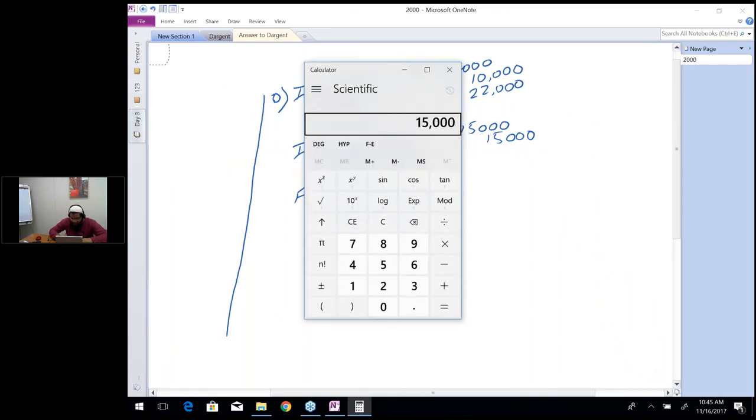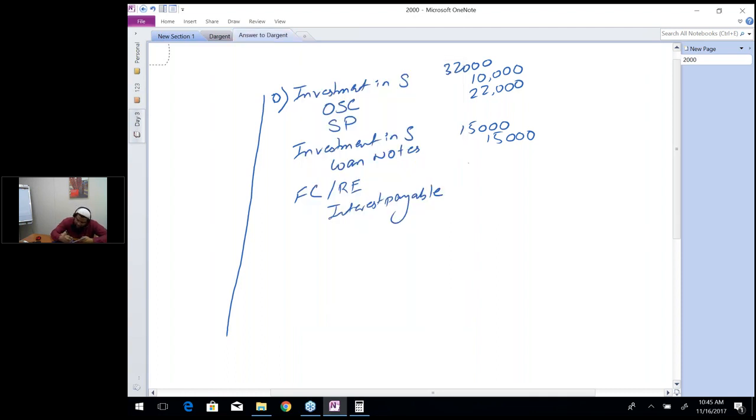So this is 15,000 into 8 divided by 100. So this is the annual interest, into 3 divided by 12, will give me 3 months interest, which is 300. So I'm recording the entry as finance cost debit, interest payable credit by 300.